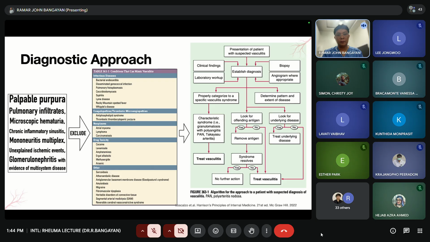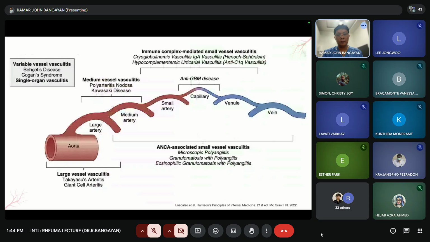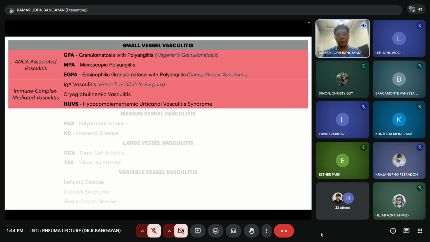So once you establish the diagnosis, then probably manage the patient. For this algorithm, we will discuss this one by one. As soon as we discuss each of the diseases, we'll follow this algorithm. Okay? So going back, as you can see, this is the classification of your vasculitis. All of these common vasculitis will be discussed one by one. So I made it into a tabular form.